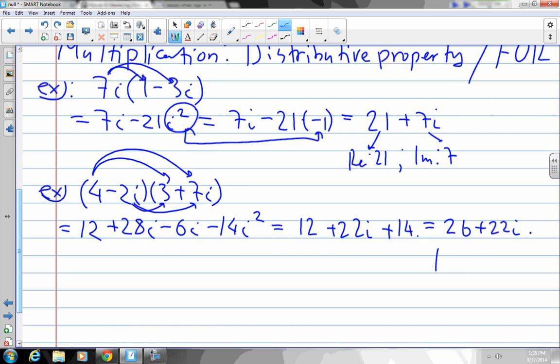So the real part is 26. Imaginary part is 22. How is that? Is that okay? All right.